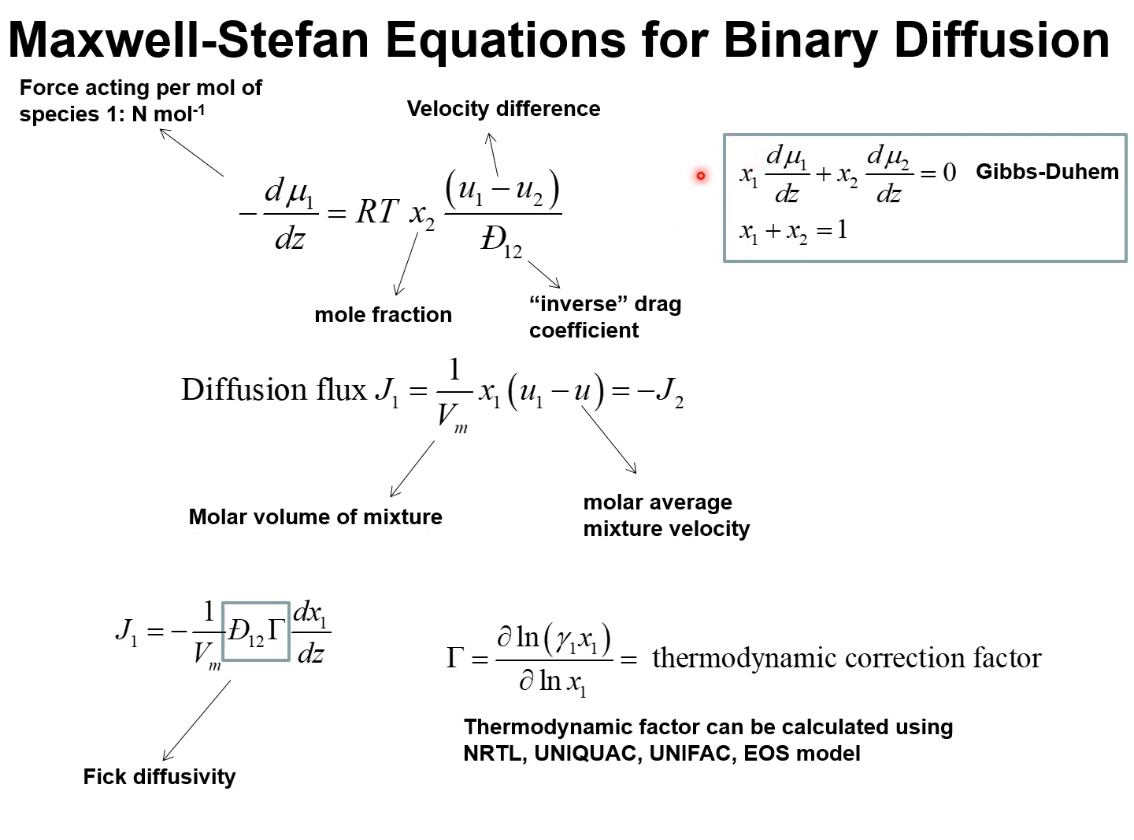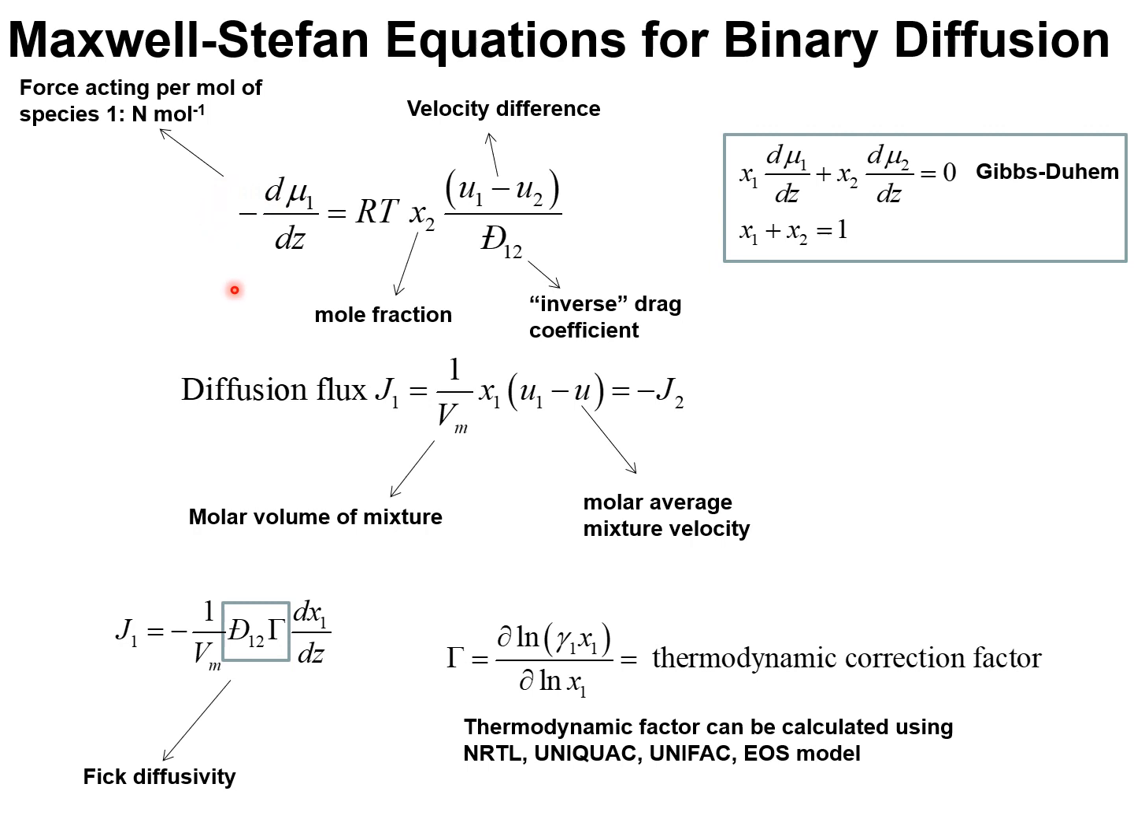Let's begin by analyzing diffusion in binary mixtures of components 1 and 2. Let U1 and U2 represent the velocities of motion of components 1 and 2 in a laboratory fixed reference frame. U is the molar average mixture velocity. Since the chemical potential gradients are constrained by the Gibbs-Duhem relationships, only one of the chemical potential gradients is independent. The mole fractions sum to unity, and therefore there is only one independent measure of composition.